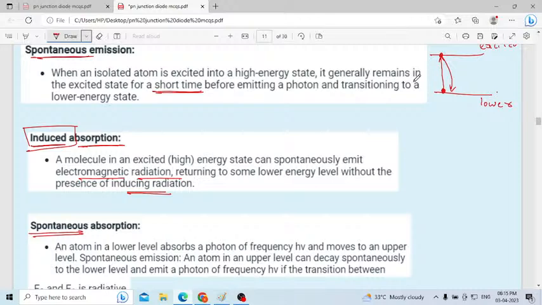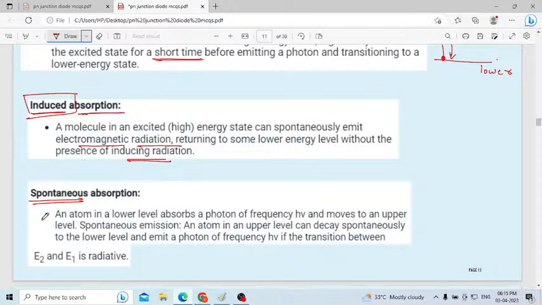Induced, then stimulating. But when you see the word spontaneously, they don't want to stay in that energy level. Electrons themselves come back. We are not giving external energy. That one you have to remember.